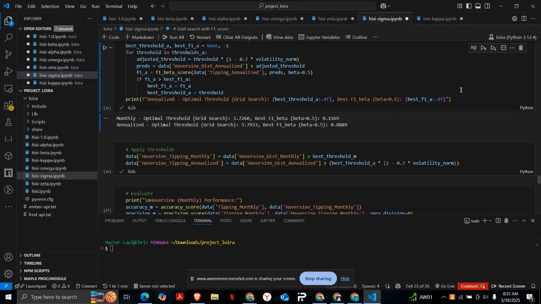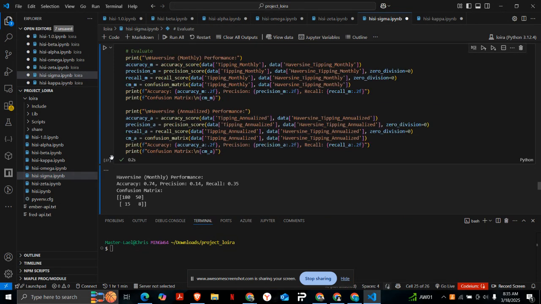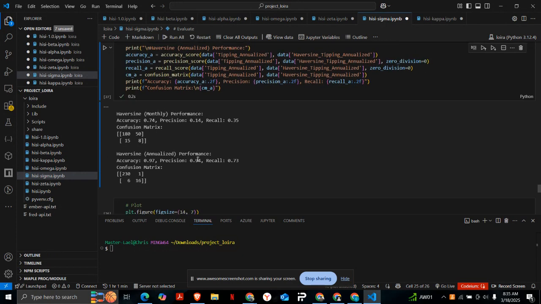So I've determined the optimal threshold value using grid search, and the optimal threshold value for the annualized case as well. Then once I'm done with that, I evaluate my model. You can see for the annualized, the performance metrics are really well balanced: 0.97 for accuracy, 0.94 precision, and recall is 0.73. But for the monthly, sort of not yet there.